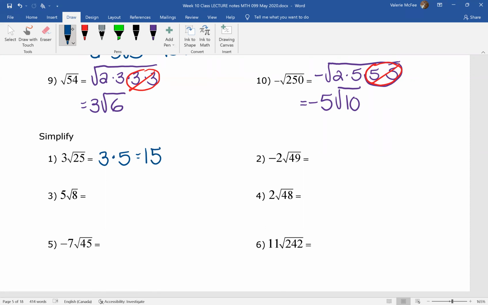Answer question 2. We know the square root of 49 is 7. This is negative 2 times 7, or negative 14.